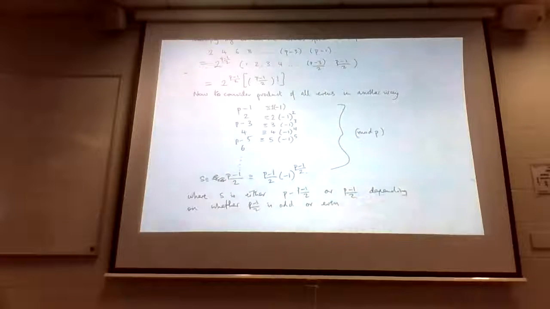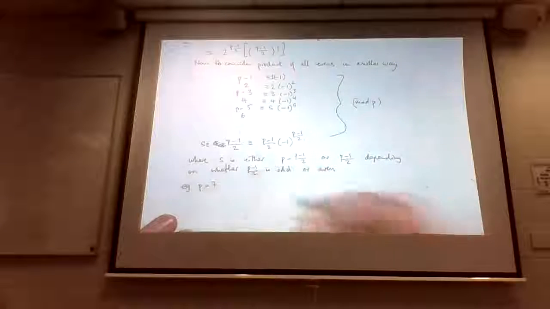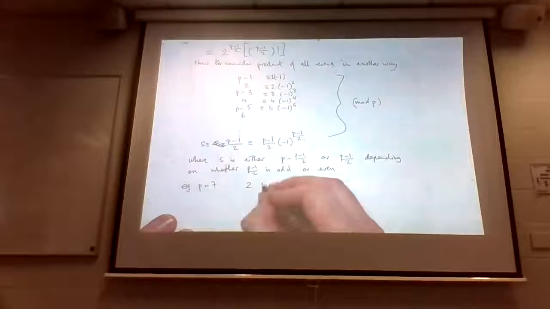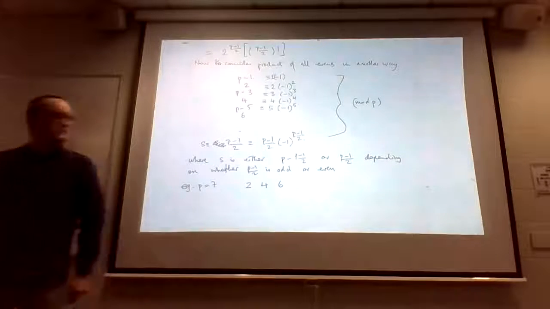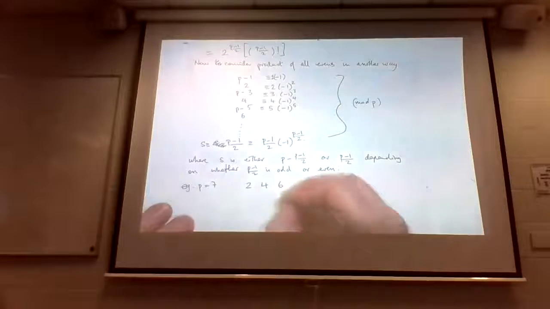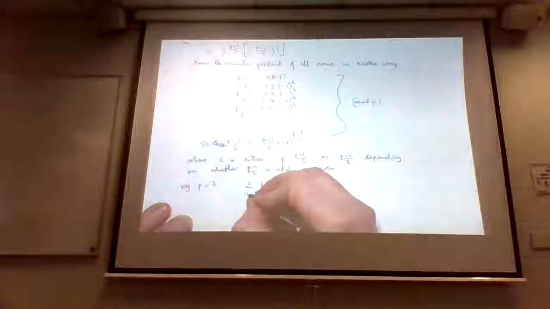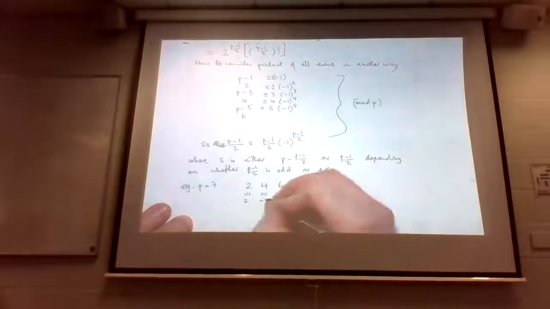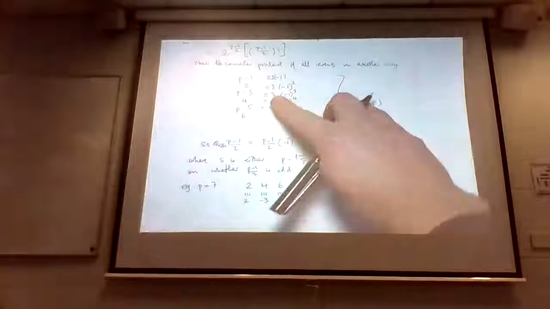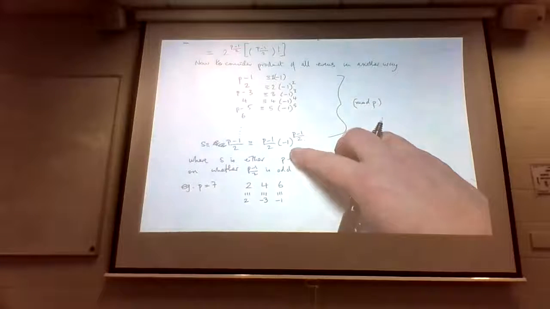So let's just write out a couple of examples. So p equals 7. You look at all the even numbers. You've got 2, 4, 6. So here I'm going to take 6 as being congruent to minus 1, 2 as being congruent to plus 2, and then the 4 gets picked up as being congruent to minus 3. Okay, so the last one appears with a minus sign.